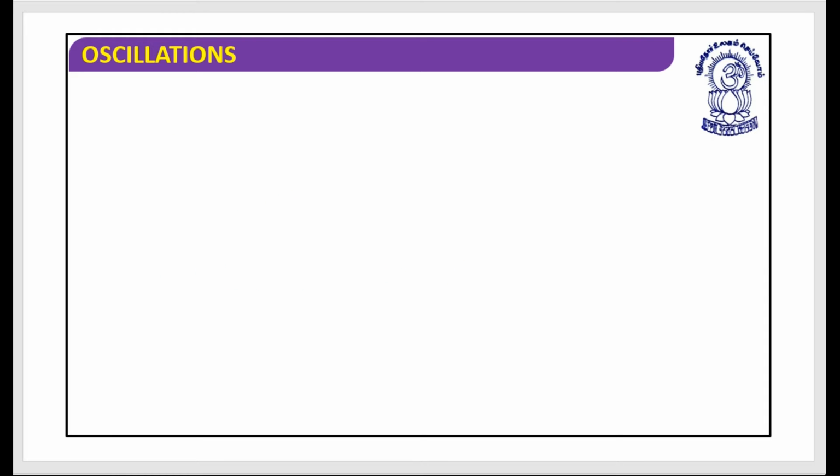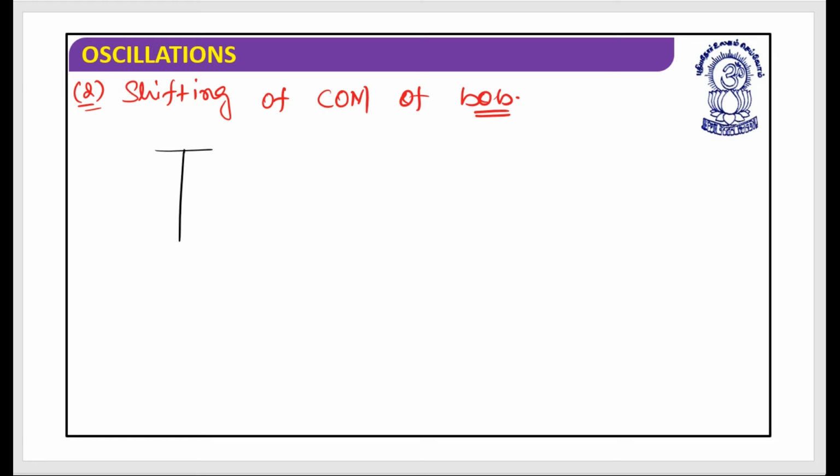Now let's look at the second variation in the length, which is due to shifting of the center of mass of the bob. Let's understand this with one of the questions. This is the pendulum, and its time period is T equals 2 pi root of L by g. We calculate length from the point of suspension to the center of gravity or center of mass of the bob. So this would be the situation.